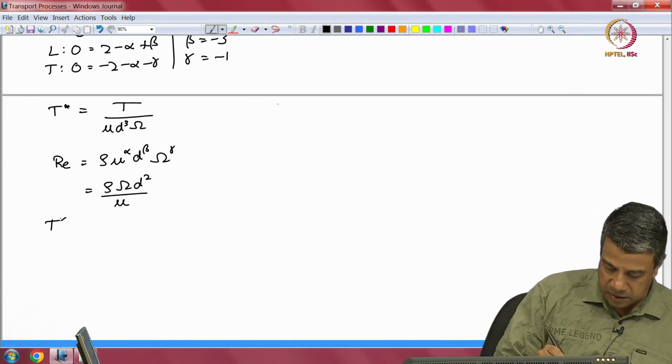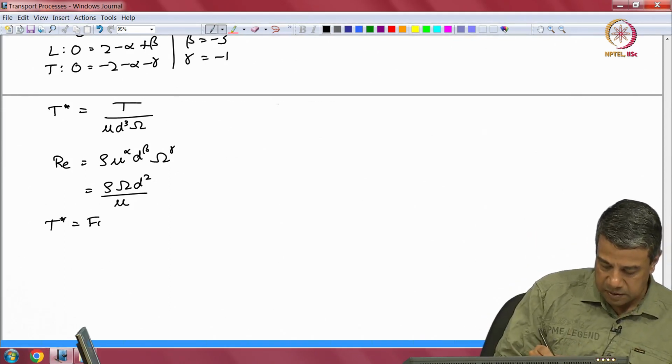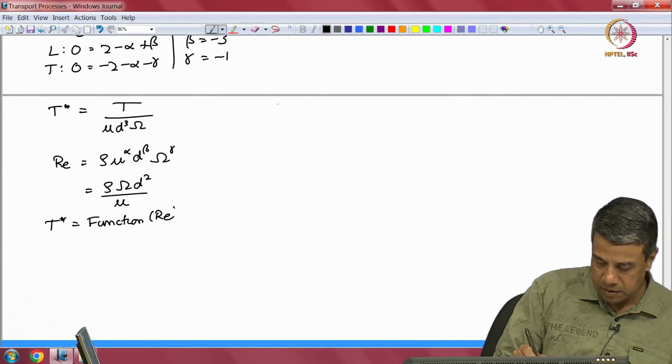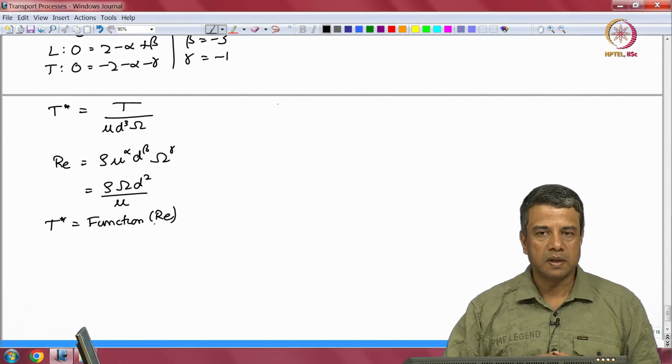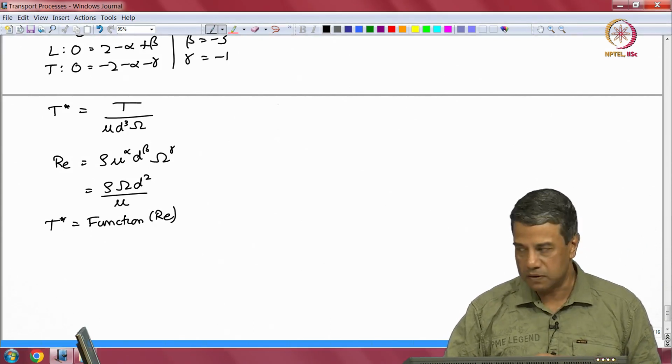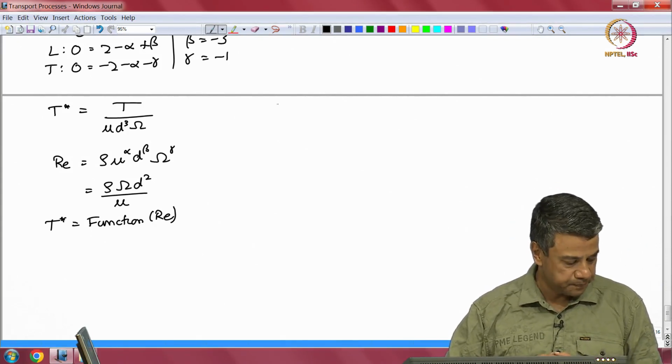Therefore, T star is equal to some function of Re. That is the relationship between the scaled torque and the ratio of inertial and viscous effects.